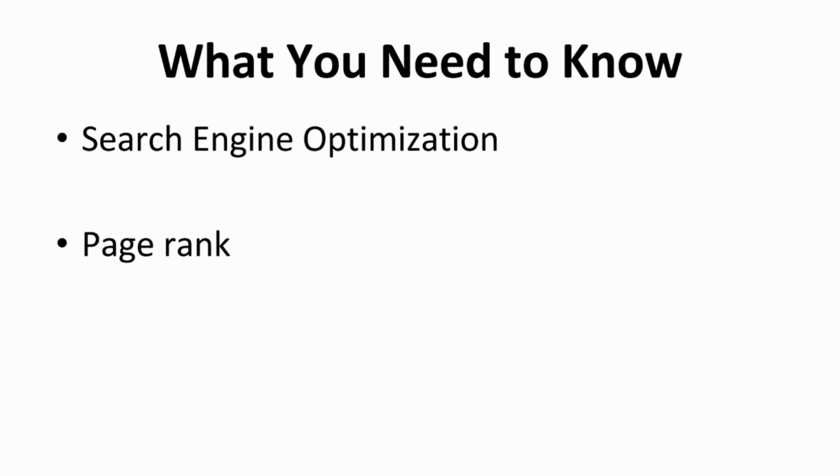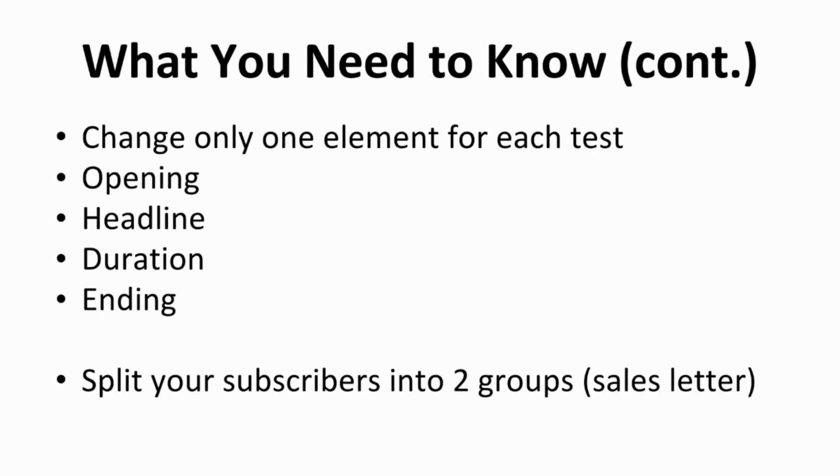What you need to know when you are conducting the split testing is, first, to understand the concept of search engine optimization. When you understand all the aspects to create a video sales letter with great SEO, your page rank is going to be higher. When this happens, your site is going to get massive traffic. If you remember, I've mentioned changing only one element for each test just now, because you have to know which element caused the difference in the conversion rate and purchase rate. The elements that you can test on are the opening, headline, duration of the video, and the ending.